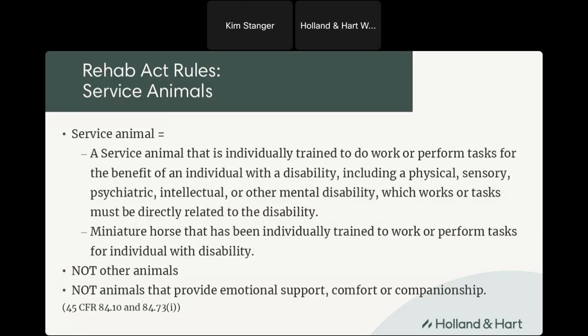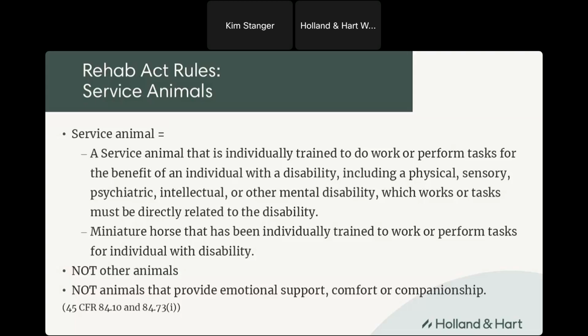Comfort animals are not service animals. A service animal is a dog. A service animal is a dog that is individually trained to do work or perform tasks for the benefit of an individual with a disability, including a physical, sensory, psychiatric, intellectual, or mental disability, which work or tasks must be directly related to the disability.